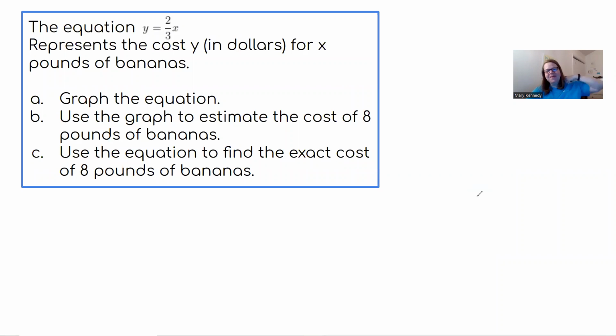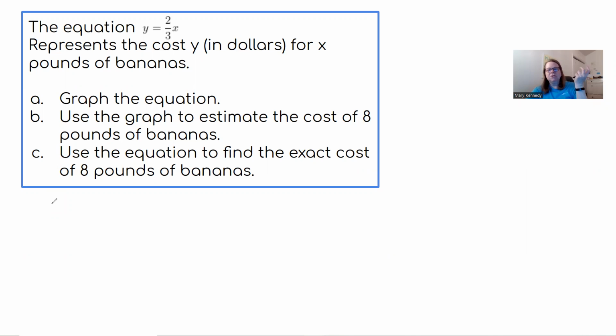All right, so we have the equation y equals 2/3 x, and y is the cost in dollars of x pounds of bananas. So y is the cost. That's going to be our up and down. You can think of that as the vertical part of our graph, and the x value going across is however many pounds we got. So that's our x value. So we're going to graph the equation.